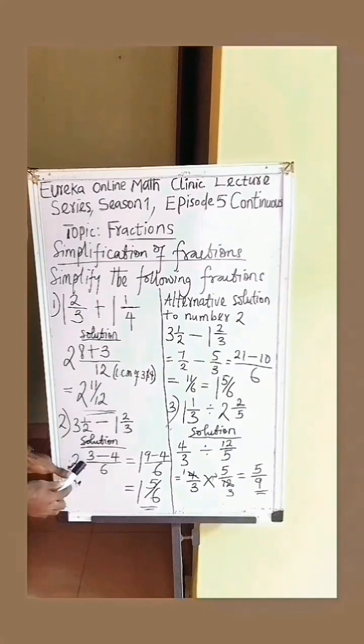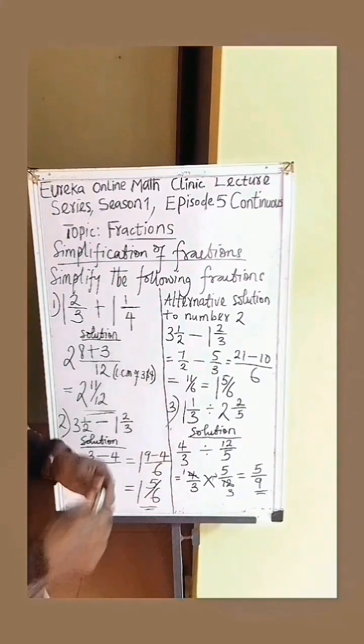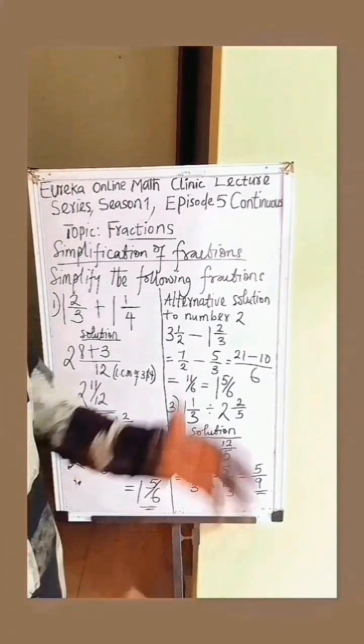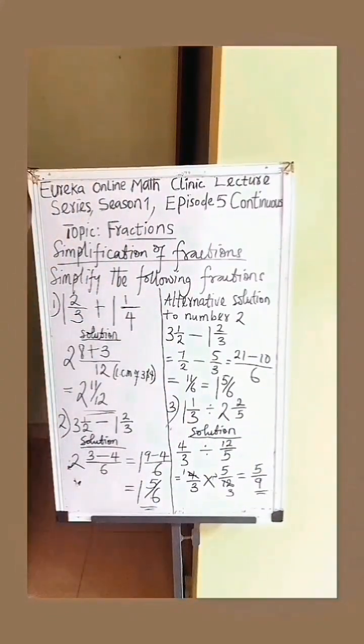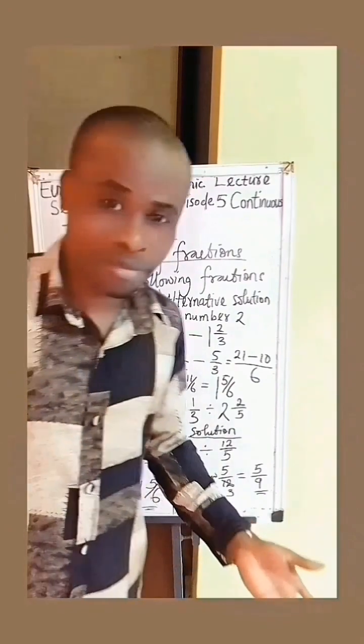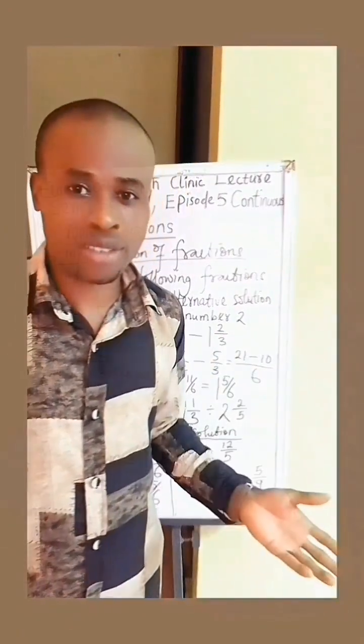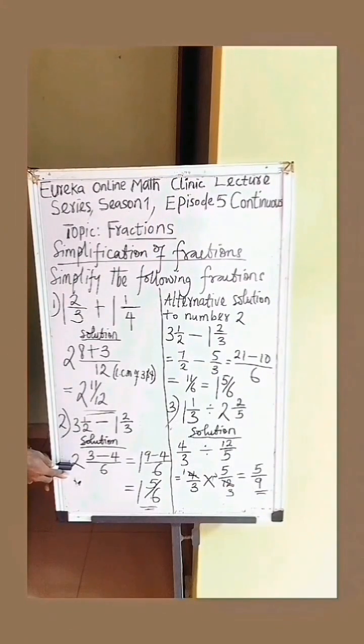So here we have 2 whole number, 3 minus 4 over 6. Now, something calls for serious concern here. 3 minus 4, it cannot go. What do we do? We go for borrowing. We have to borrow. We don't have an option. There is nothing we can do about it. We borrow from this number 2. We borrow 1.